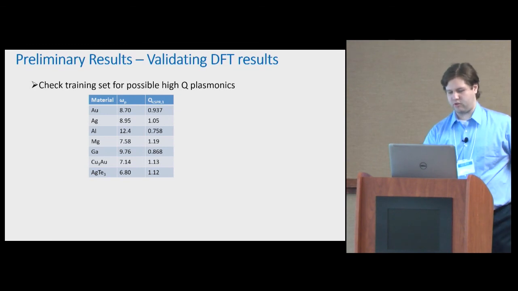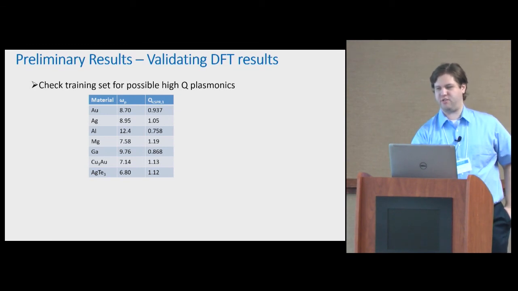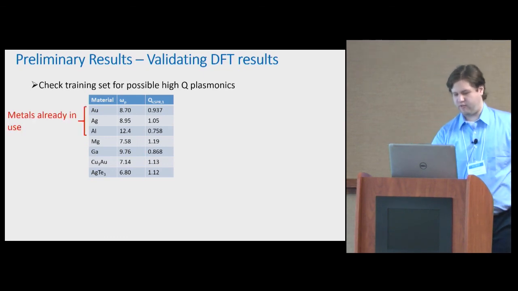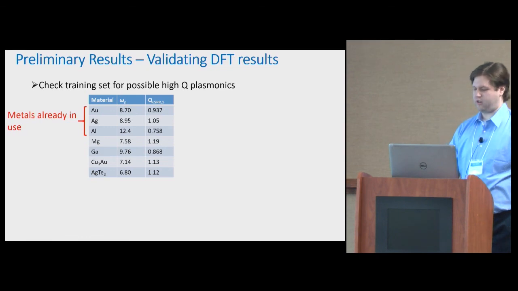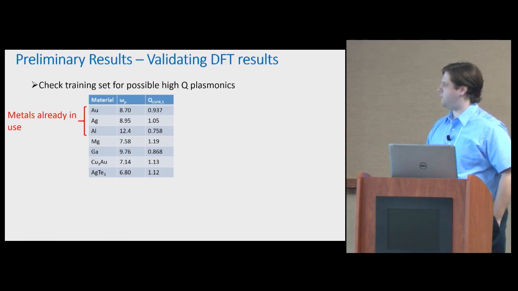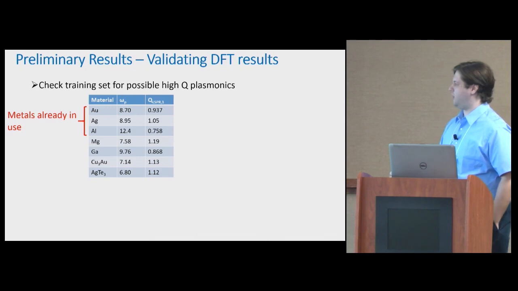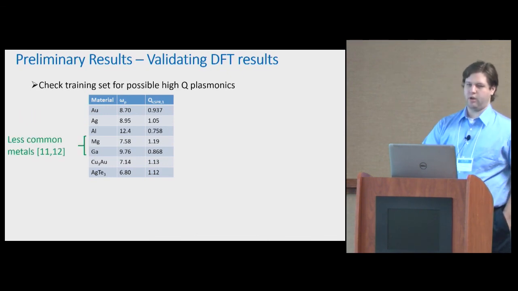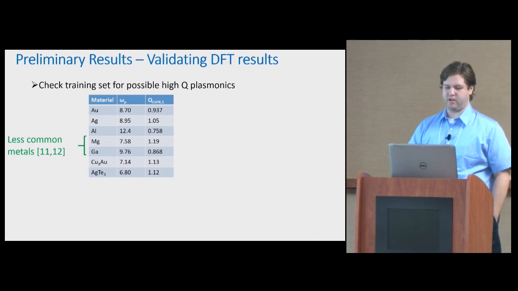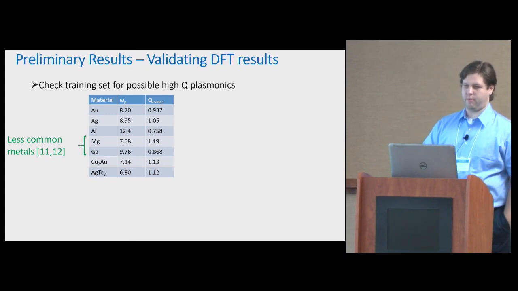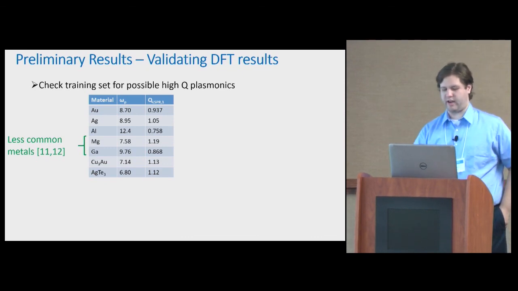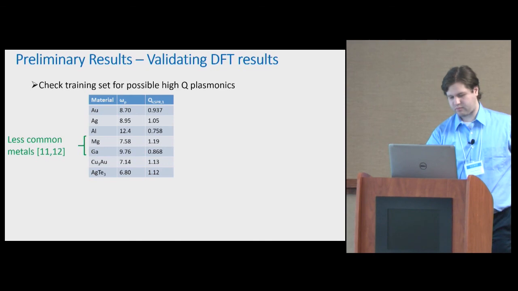So for our first results, we check our training set to see if there are any possible high quality factor plasmonics that we just stumbled on accidentally. First, we see some metals already in use: gold, silver, and aluminum, which have quality factors all right around 1. Then we find magnesium and gallium, which are less commonly used plasmonic materials, but they do appear in experimental literature, and both also have relatively high quality factors.